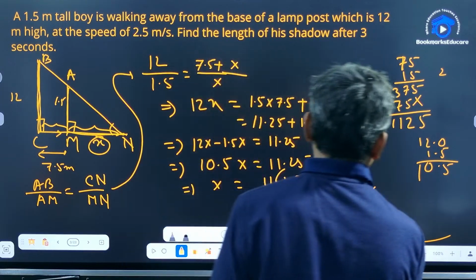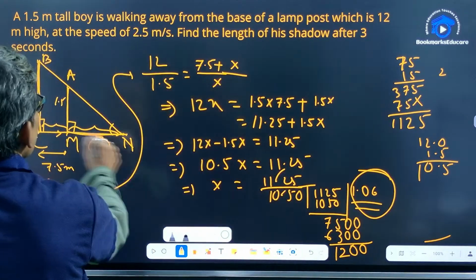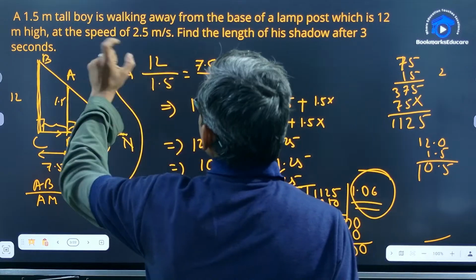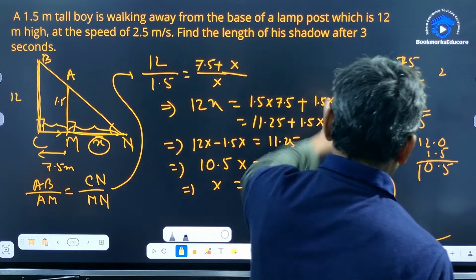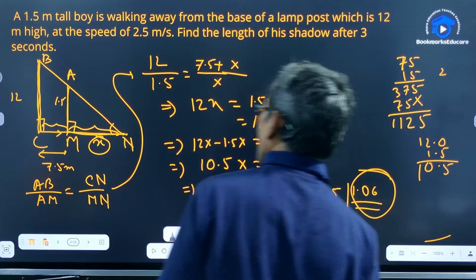So it's going on. So the value of the shadow, the length of the shadow made by the boy after 3 seconds is approximately 1.06.